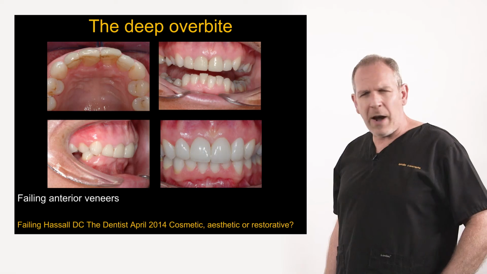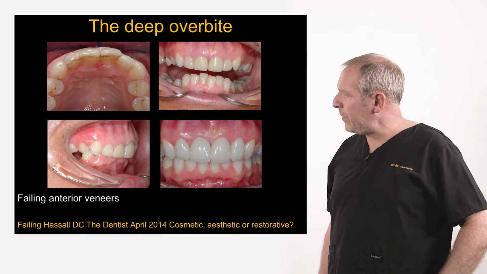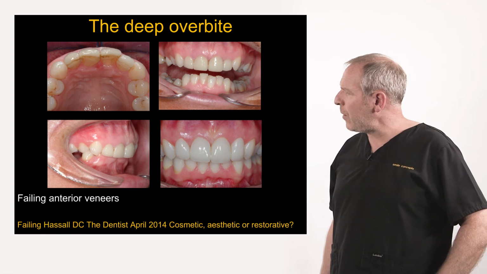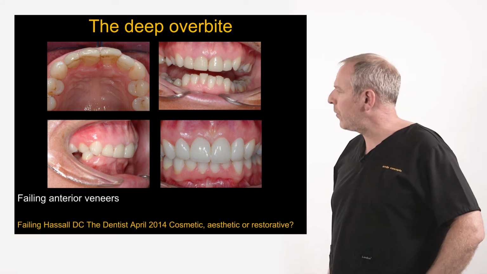What else can prejudice our restorative dentistry? The deep overbite. Look at the severity of the overbite in that case. And a kind of misguided dentist, when the veneer craze was at its height, put 4 veneers on those front teeth, which lasted a matter of months.